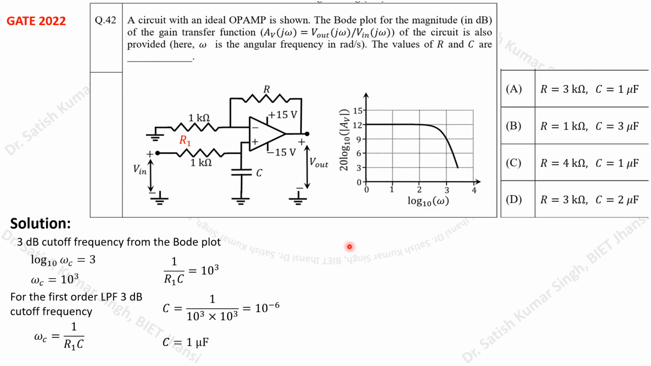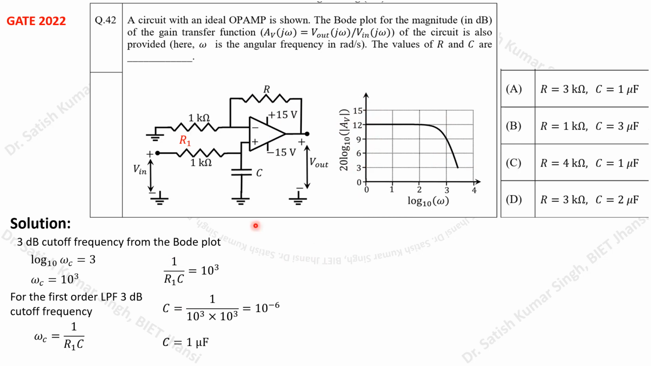Similarly, if we wish to calculate the value of this resistance, we have to use the other information given in this graph, which is about the gain in dB. This is the gain mentioned over here. So first of all, we have to calculate the transfer function of this entire circuit, and from there we have to get the expression of this gain AV, right?